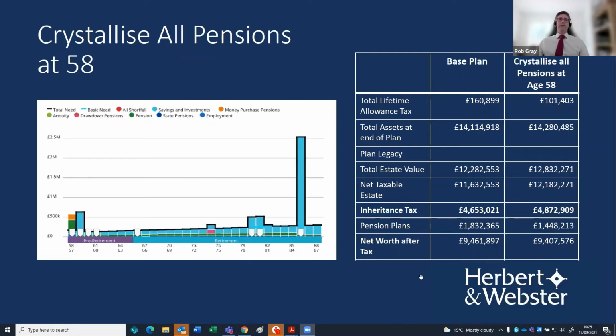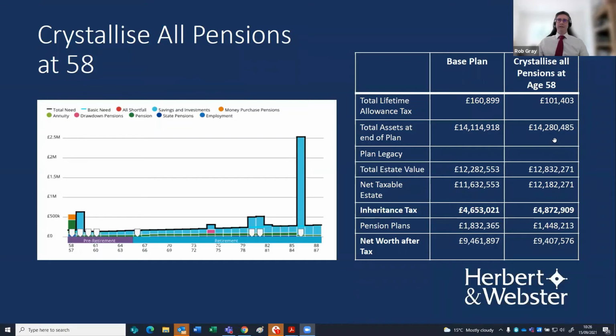We then had a look at crystallising all of the pensions at age 58. This worked even better because he's crystallising everything immediately. He uses a larger chunk of the lifetime allowance immediately, but there's less to be tested at age 75, which is really good. So really addressing his objective of minimising the amount of lifetime allowance tax charge that he's going to pay, it certainly looks like crystallising all the pensions straight away is going to be the best route to go.